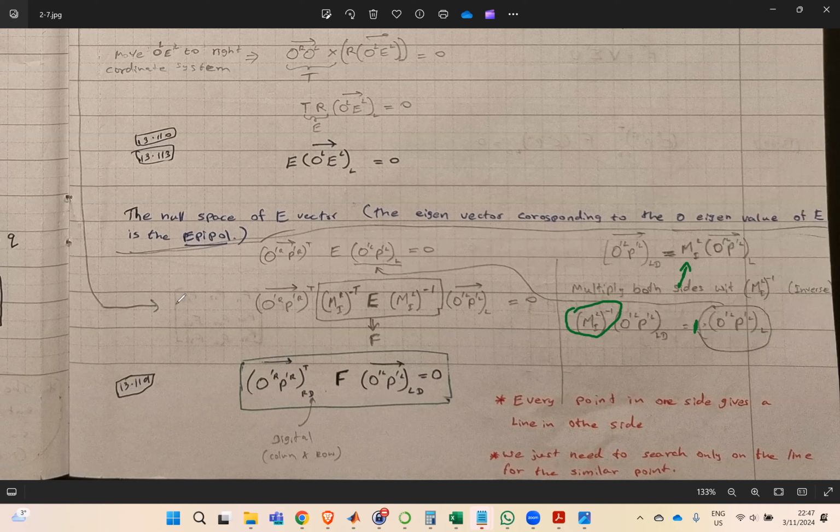So when you multiply an identity matrix, like if we multiply a matrix with its inverse, then it's 1. So this is what we did in here in the equation, O prime P prime, this side.